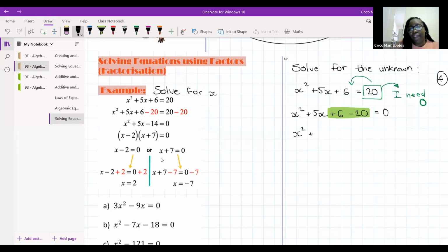x squared plus 5x minus 14 is equal to 0. I just added like terms there. Now, as soon as I see that I have a 0 on this side, then I can factorize. Only then can I factorize. Okay, factorize. What kind of factorization are we going to do over here, guys? What kind of expression do we have?